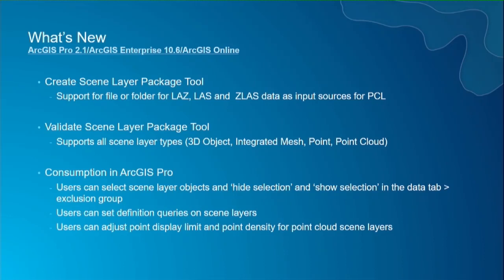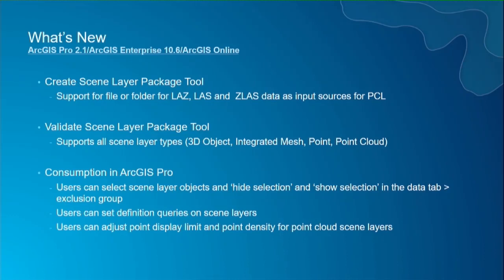With Pro 2.1, we now actually support the Create Scene Layer Package tool with ZLAS and LAS-Z. This is LAS-Z, LAS, and ZLAS. This has been a feature requested by a lot of data partners, because a lot of people already have LiDAR datasets in that format. So now it can directly allow you to do that. It can take either a file or folder, and you can generate a point cloud scene layer out of that. The validation layer package tool, we've improved it to support 3D object, integrated mesh, point, and point cloud.